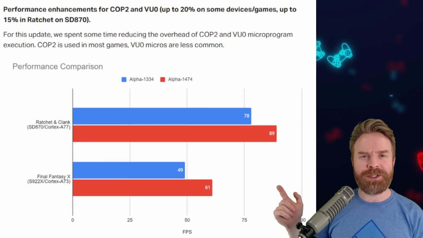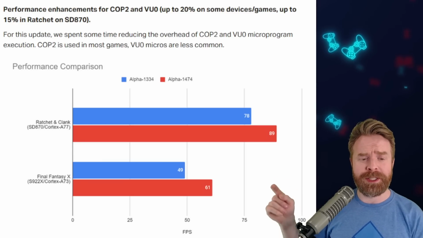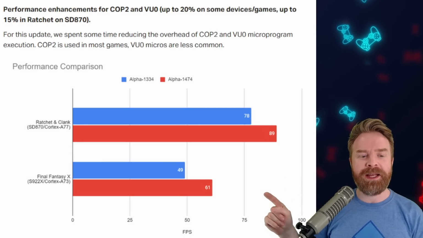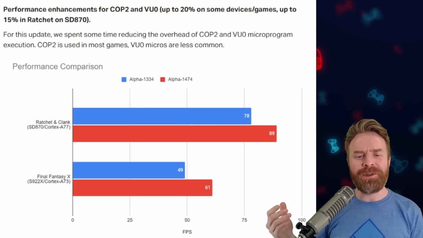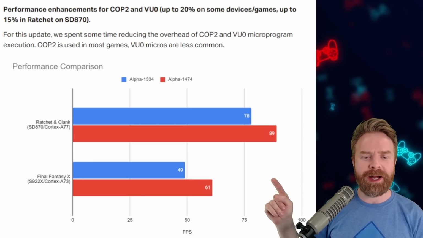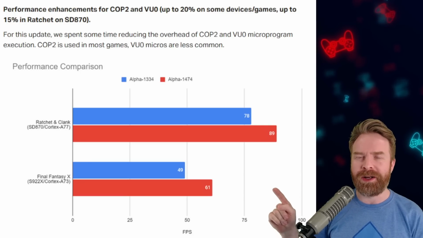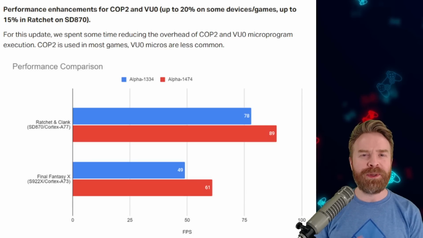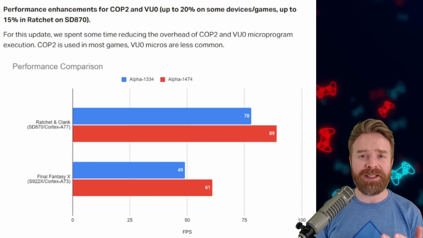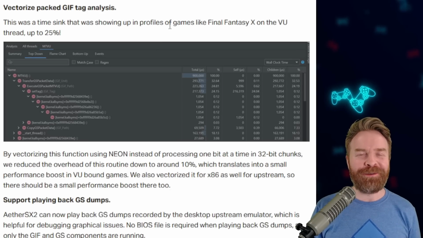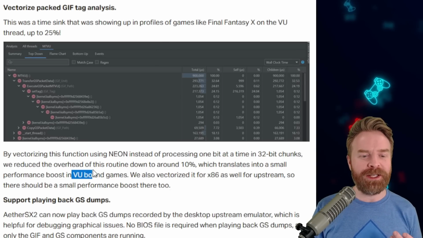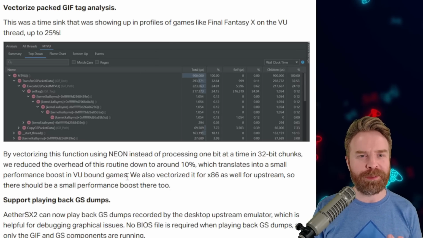The bottom part of this chart I think a lot of people will be interested in. It's Final Fantasy X running on a Cortex A73, a very old type of chip. Before was 49 frames a second and 61 is after. So if you have an older device, it's not guaranteed things are going to be better, but there is still hope for you yet. And speaking about Final Fantasy X, for specific VU-bound games, there's also a slight performance boost.